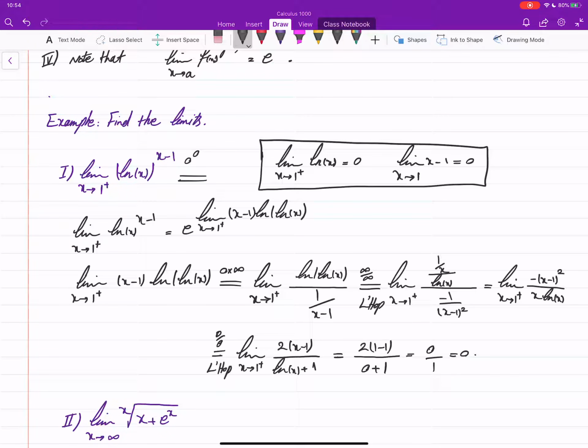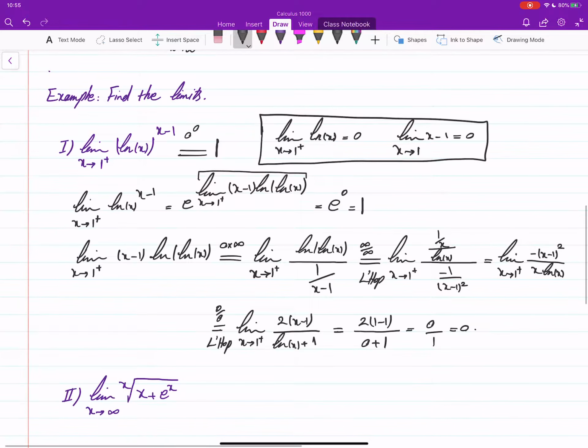This is not the limit that we were looking for. This is just the limit of the power of e. And we found that it is 0. So e to the power 0 is 1. The limit we are looking for is 1, not 0. So that's how we find that one.